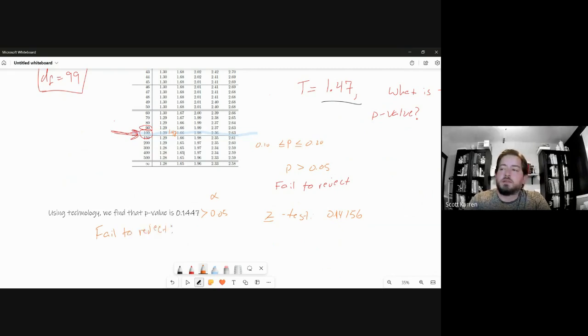Which is a strong statement. Not only did we not find that runners were faster, because we certainly didn't do that, but we also didn't find enough evidence to support that they were slower. And so we've basically said, yeah, we don't know. We don't know what's going on.